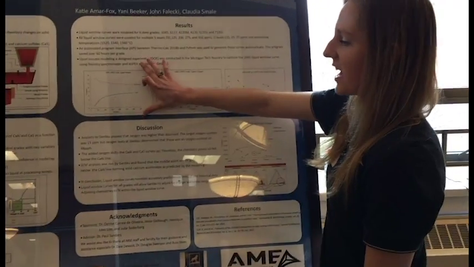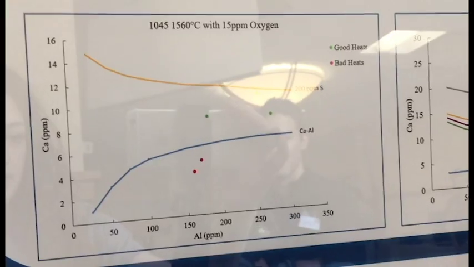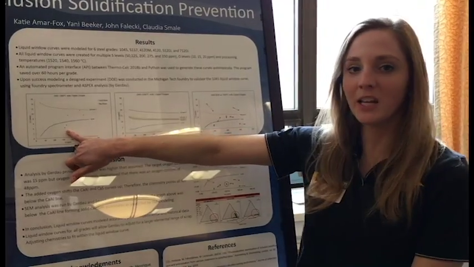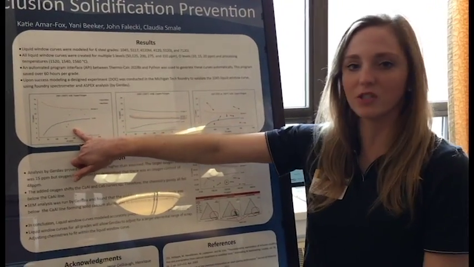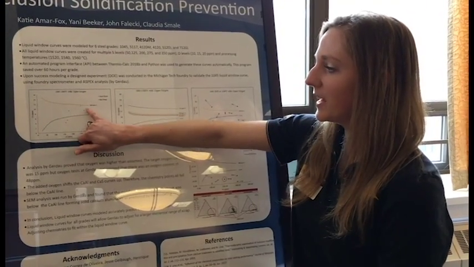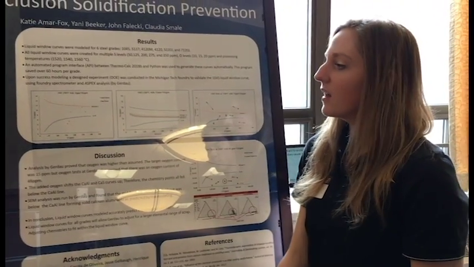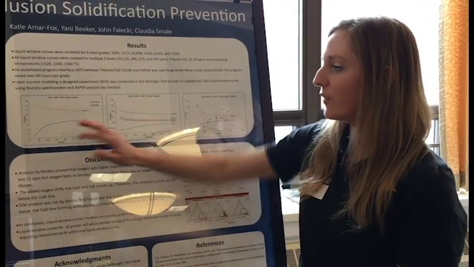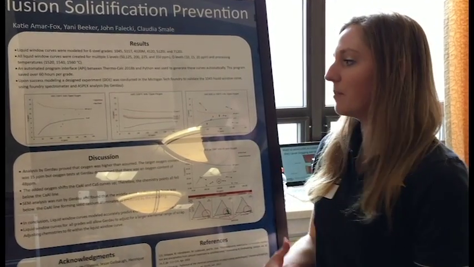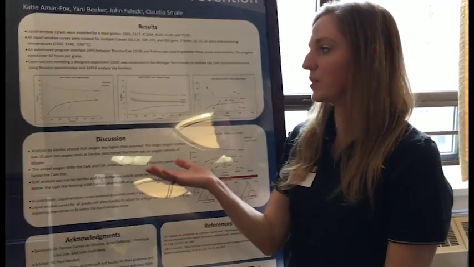So how we went about proving that our curves are correct is we asked Gerdau for some historical data. So that's this graph right here. The red points are bad heats that Gerdau had that had too many inclusions, so they fall below the line, which is correct. And then we have green points, which are good heats, which had not as many inclusions, and they fall in between the liquid window curves, so it verifies that our curves are being produced correctly.